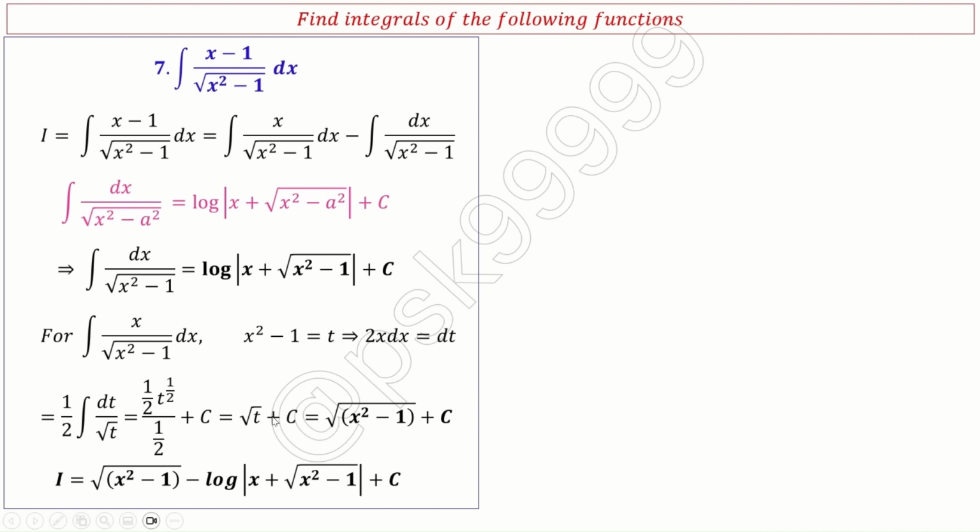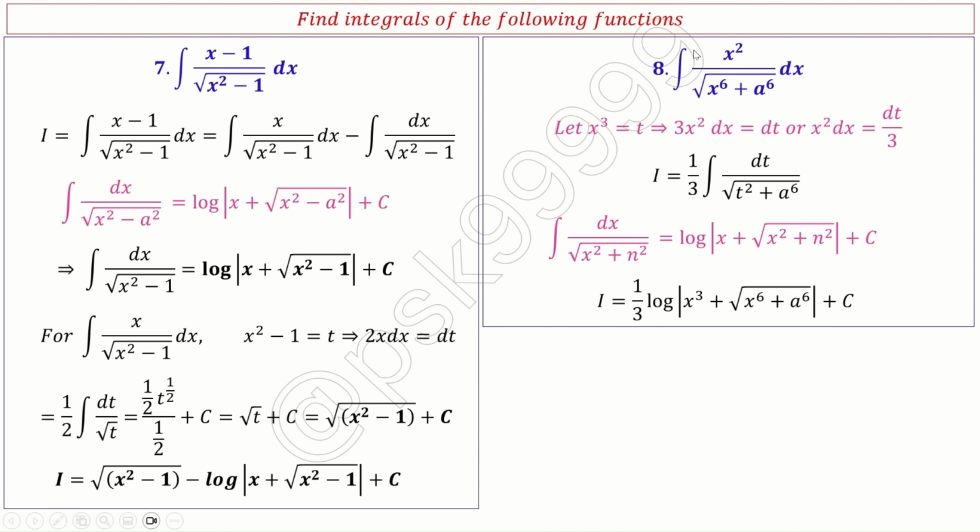Okay, if I do it here like this, you will get square root of t plus c. t is nothing but x square minus 1, so it is square root of x square minus 1 plus c. So the whole integration is this part, square root of x square minus 1, minus, because there is a minus here, log of x plus square root of x square minus 1, plus constant.